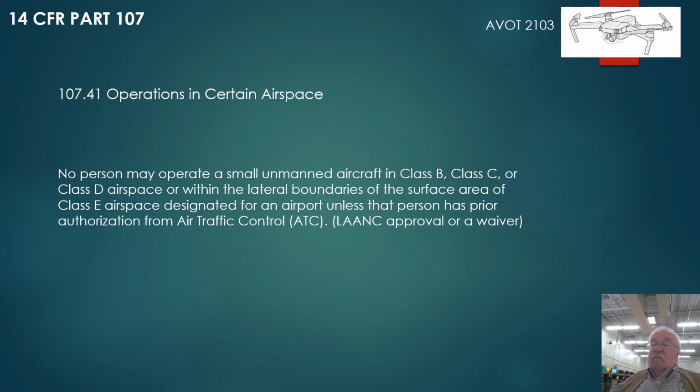Operation in certain airspace. This is just restating that Class B, C, D, and E require permission from the controlling agency, which you can obtain through the LAANC system, of course, or a waiver for that matter. But just to reiterate, that is a regulation that you must comply with.